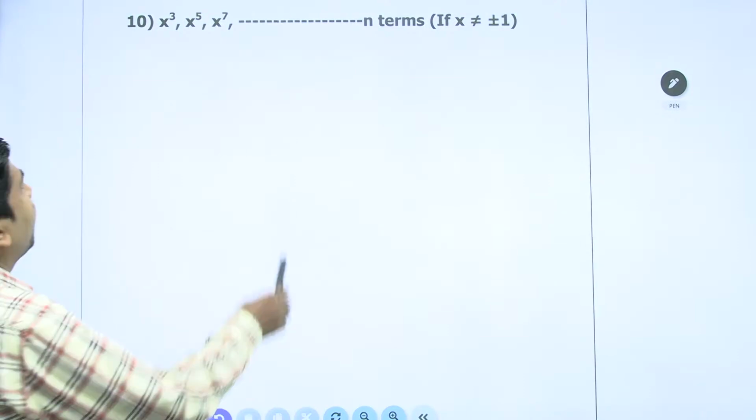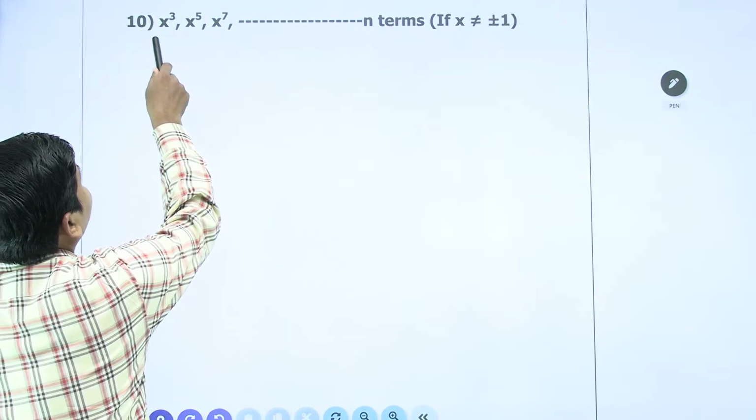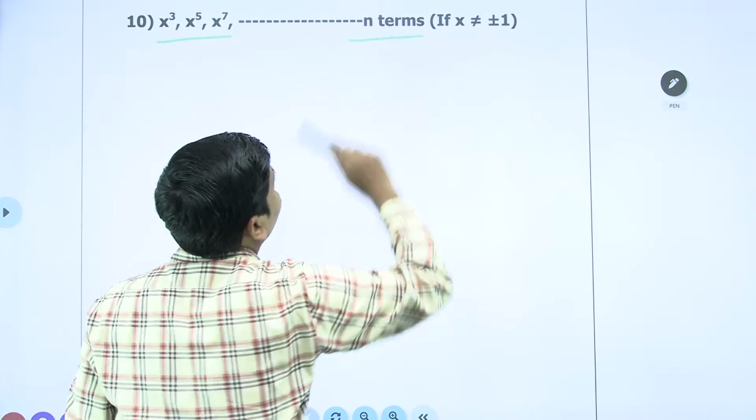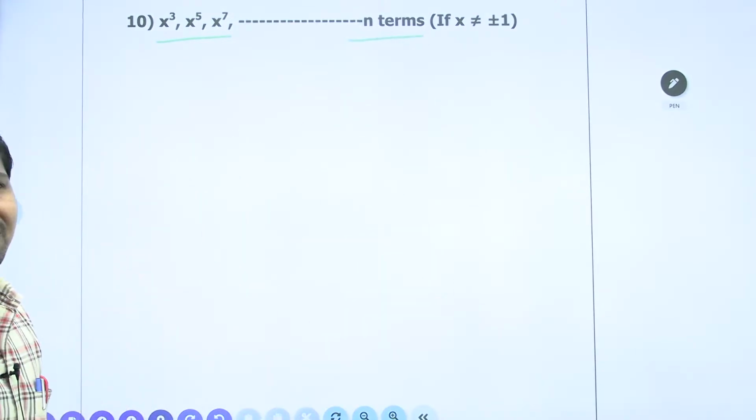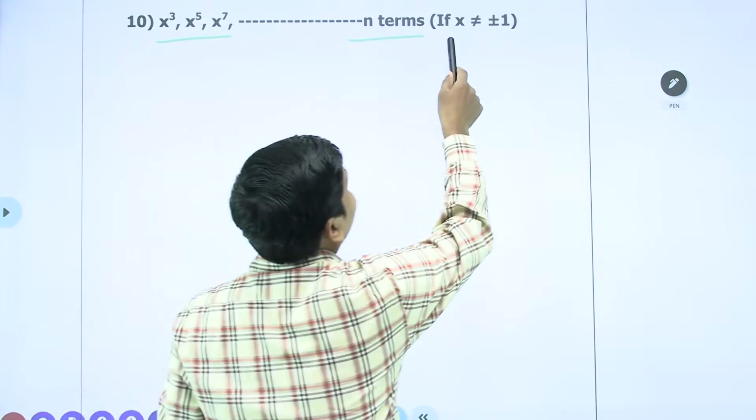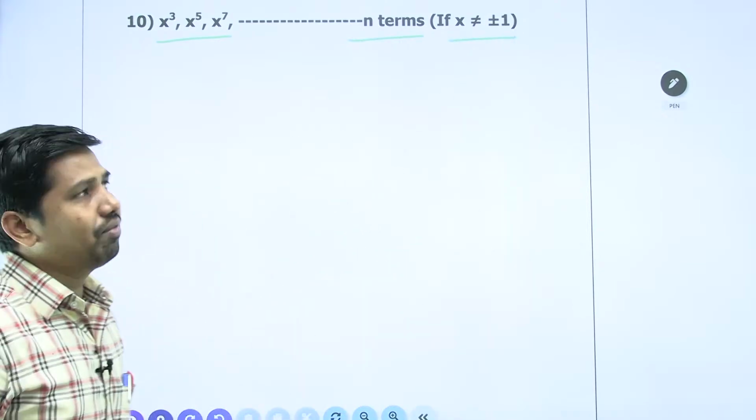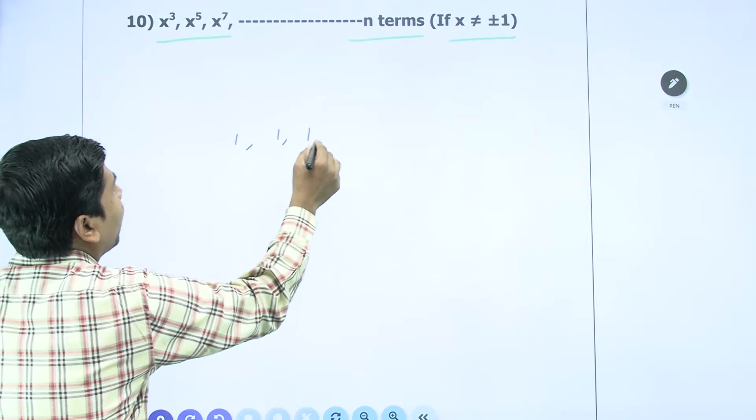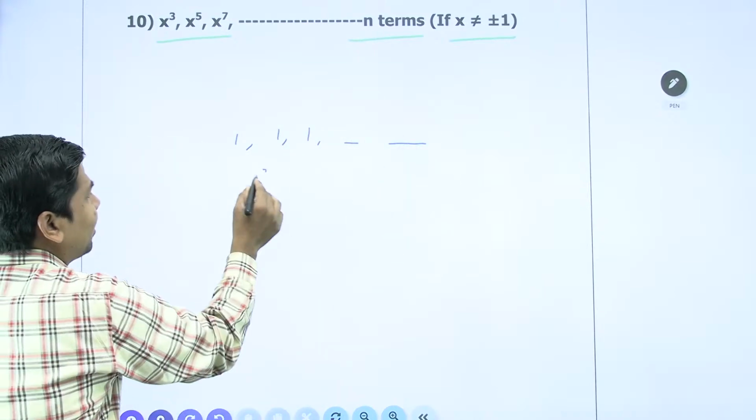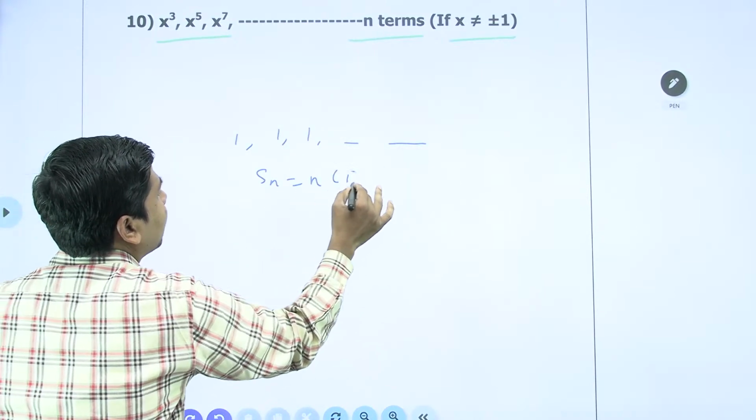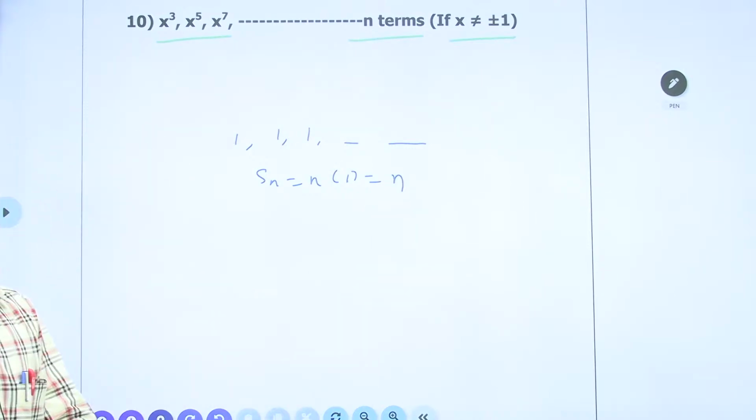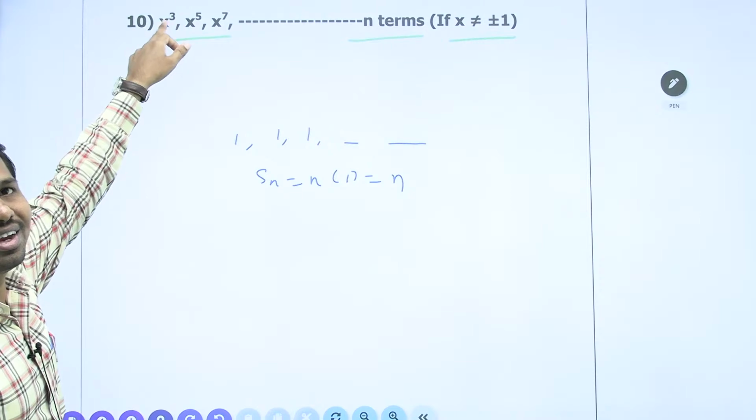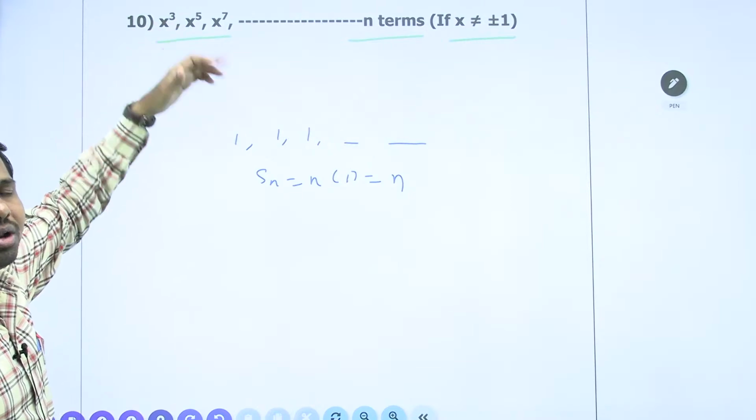Again, here also you have to find the sum where the terms are x cube, x raised to 5, x to 7 and so on up to n terms. Again, x is not equal to minus 1 or plus 1. If x equal to 1, the terms will be 1, 1, 1 and so on, then Sn will be n into a, that is n. If x equal to minus 1, then minus 1 to the power 3 is negative, for an odd number it gives negative only.